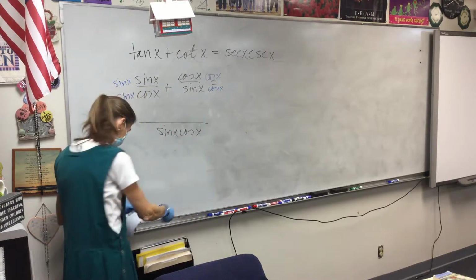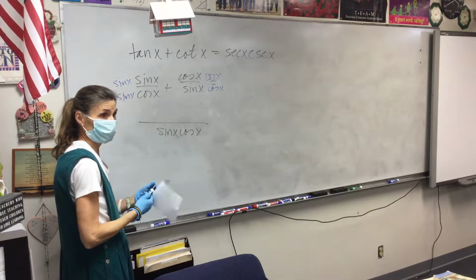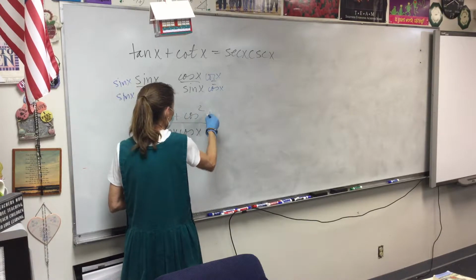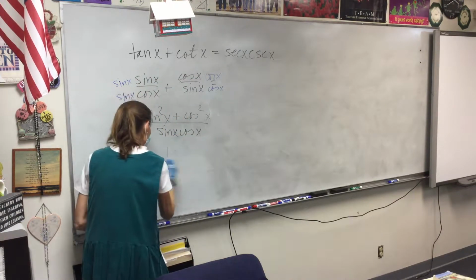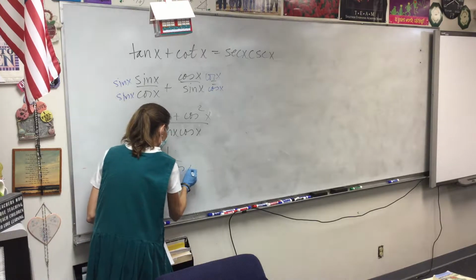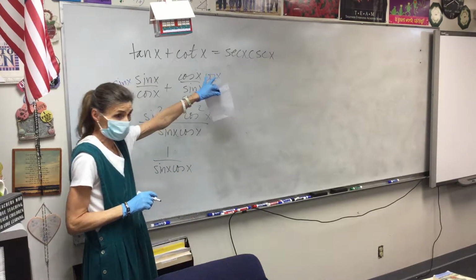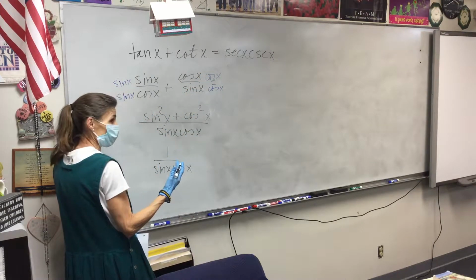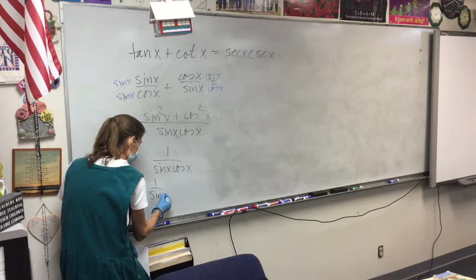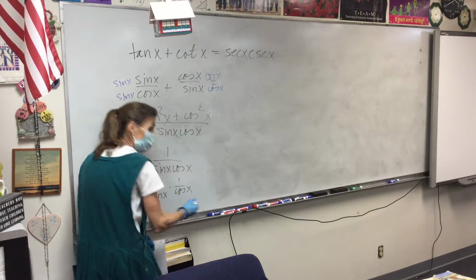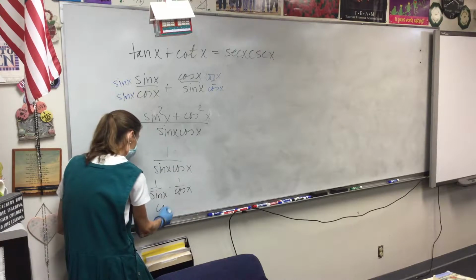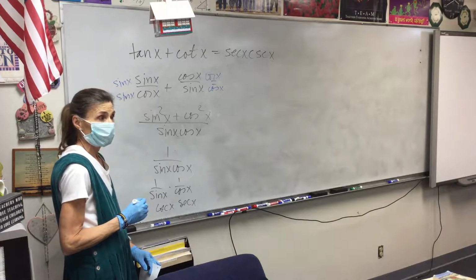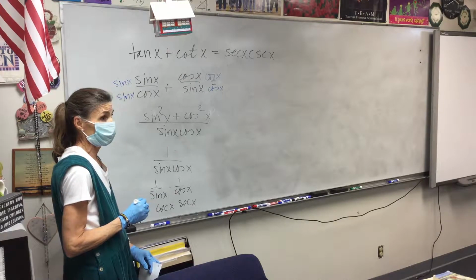Everybody still with me? So what do you have on the top? Sine squared plus cosine squared, 1. And then, because that's what you want to end up with, you might want to think about this. I'm not saying you have to write it down, but think about this as 1 over sine times 1 over cosine. And that will give you your cosecant and your secant. Does anybody have a question about that?